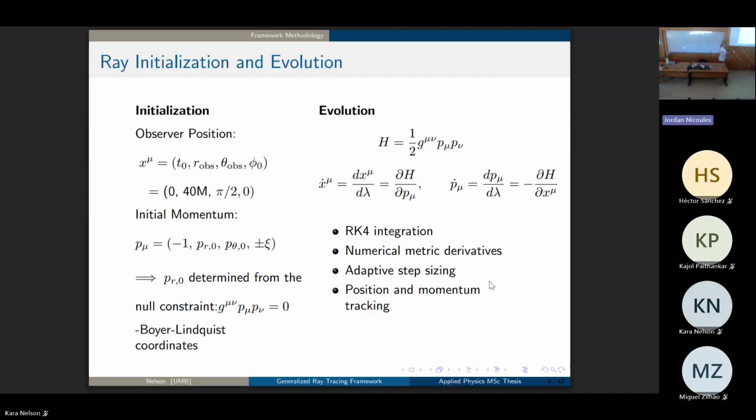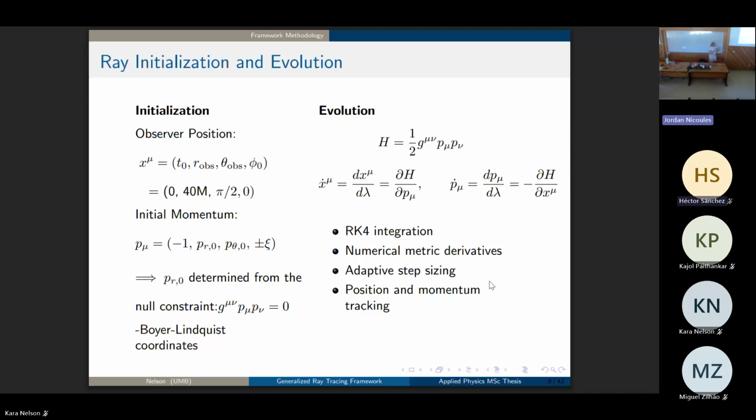Yeah, so we took our observer position to be 40 M, so it has to be very far away from the black hole. We also have tested this with much larger ones. It just takes a very long time to run. And then we started at 90 degrees, based on an edge-on observer and things like that. We were also able to hard code the initial momentum vector.